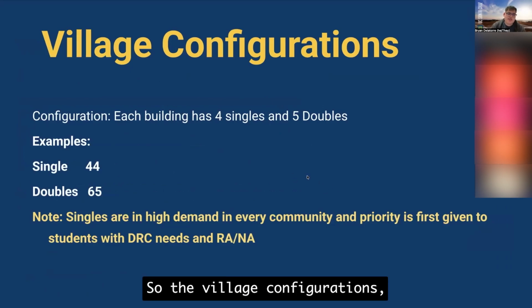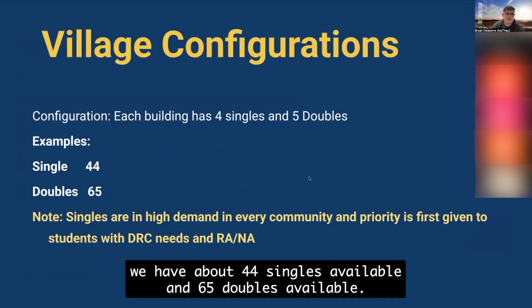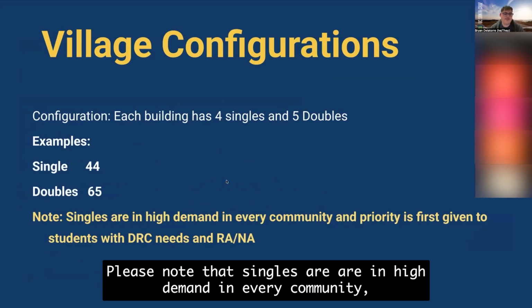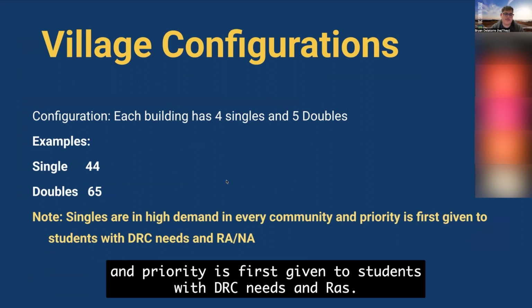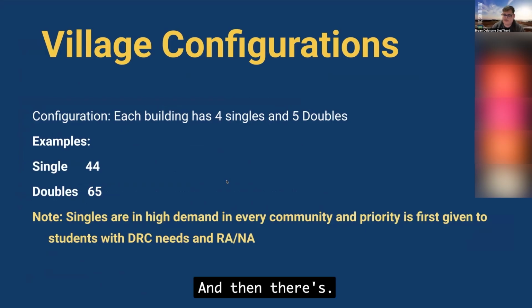So the village configurations, we have about 44 singles available and 65 doubles available. Please note that singles are in high demand in every community, and priority is first given to students with DRC needs and RAs and NAs.